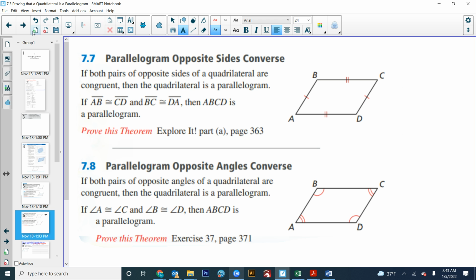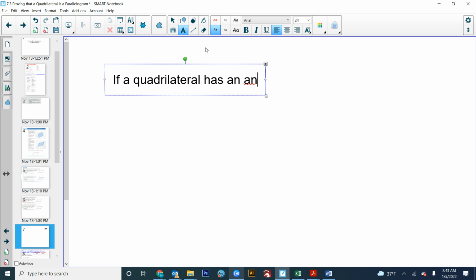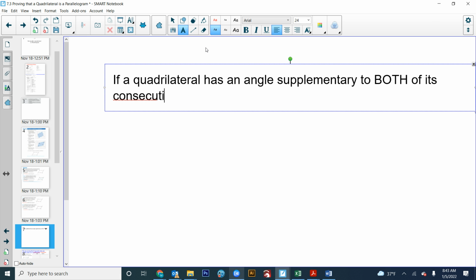And the one that a lot of people did not fill in, because it wasn't in this book, is: if a quadrilateral has an angle supplementary to both, I'm going to put that in all caps, both of its consecutive angles, then the quadrilateral is a parallelogram.